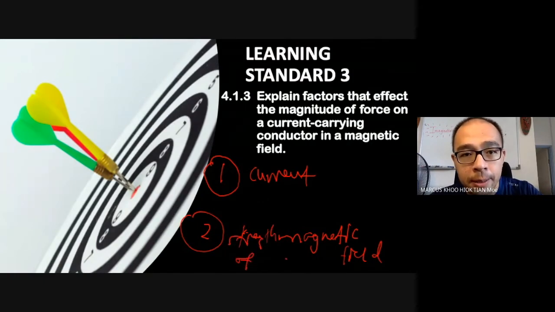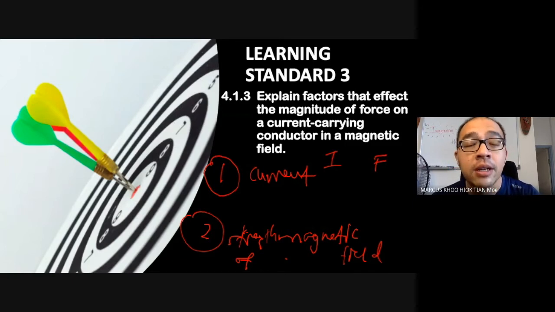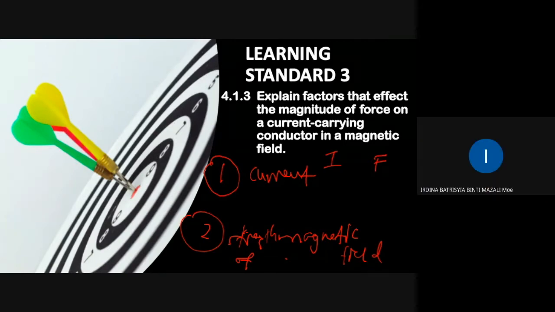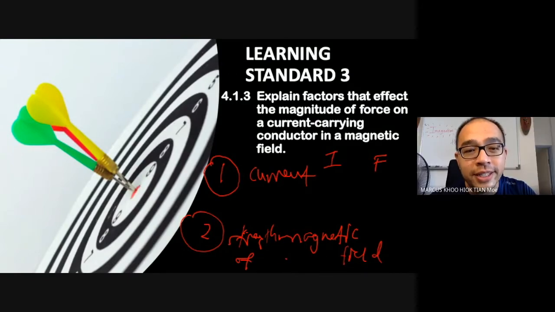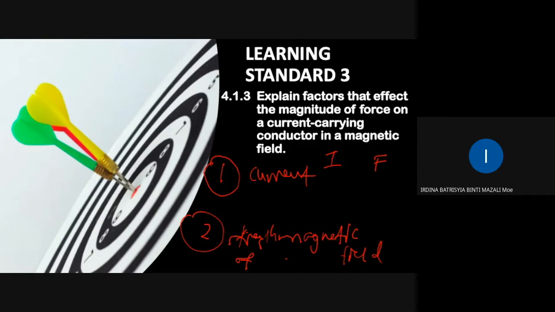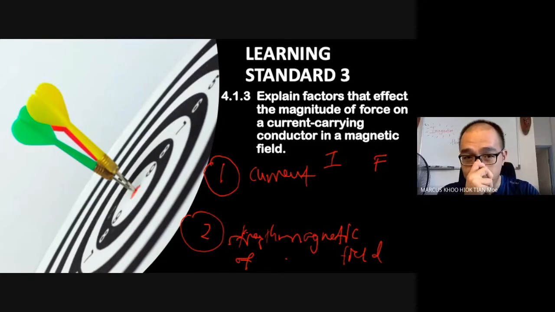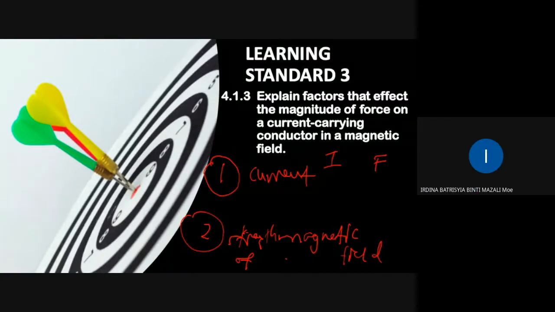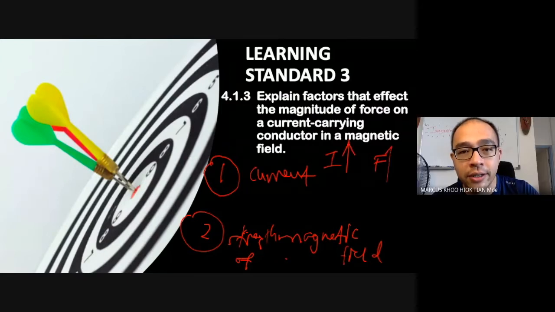So current we know is I, and the force is F. Can somebody give me the hypothesis for this? If this was an experiment, what would be the hypothesis? The greater the current, the greater the magnetic field. No. Current and force, because these are two factors that affect the force. What is the hypothesis for the relationship between current and force? The greater the current, the greater the force. Very good.